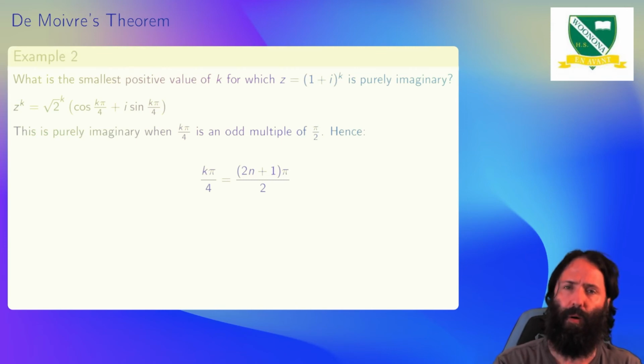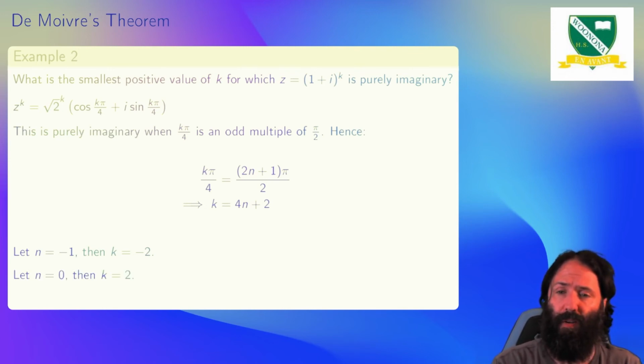And that's nice and simple to break down. We can cancel out the pi's. We can multiply across by 4, and then 4 and 2 have a common factor. So that ends up implying that k is equal to 4n plus 2. Now, if we try a few values of n, because remember we want the smallest positive value of k. So if I let n equal -1, then I get k is -2. So that's negative, that's no good. That doesn't work. What about n equals 0? Well, that gives us k equals 2.